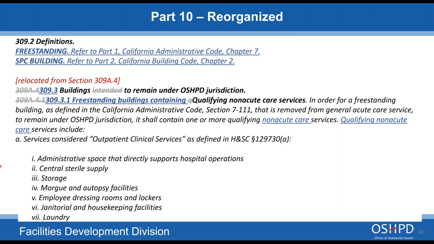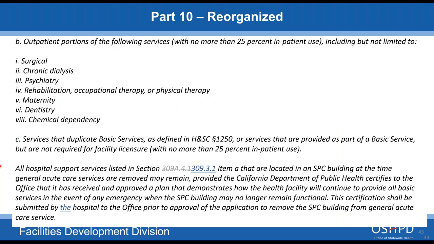And these are the qualifying services for what can go into a 1R building. In addition to those, outpatient portions of the following services that can see no more than 25% inpatient are your surgical departments, which would be outpatient surgical in this case, chronic dialysis, psychiatry, rehab, maternity, dentistry, and chemical dependency. All these things can go into a 1R building and see up to 25% inpatient use.